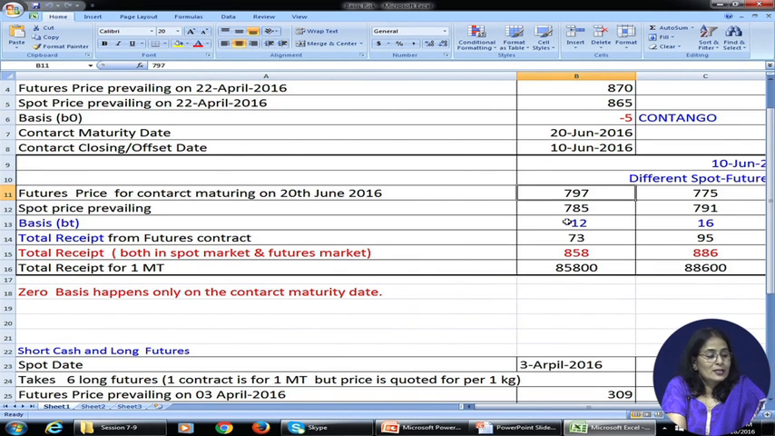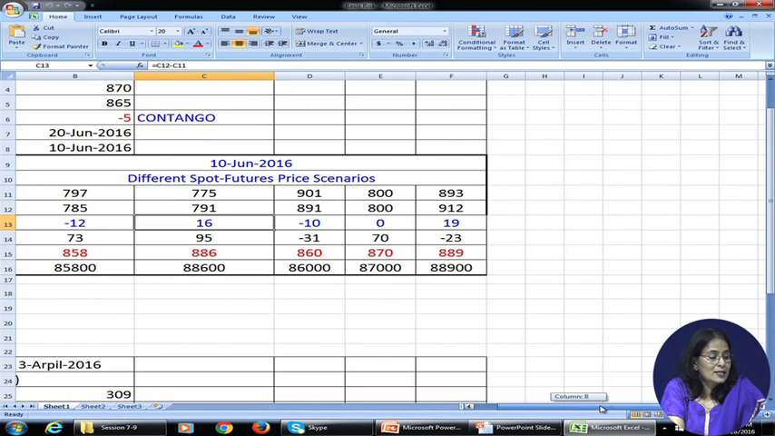Let's say the futures price is 797 and the spot price is 785, so you have basis as minus 12, and how much is going to be the receipt? F0 plus BT, so 870 minus 12, that is coming to 858. Similarly, if the basis is 16, the trader is going to receive 886 from both selling the underlying asset and from the futures market.